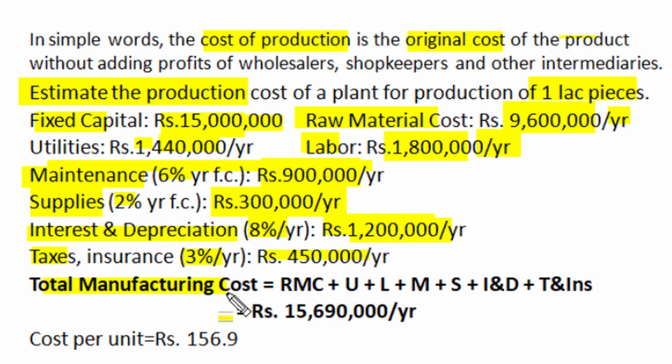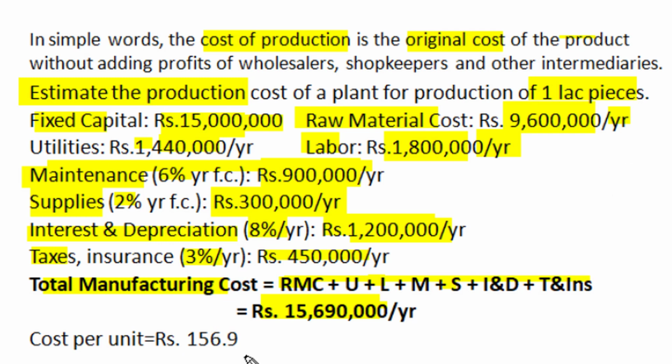Now the total manufacturing cost has direct cost components of raw material cost, labor cost and supplies cost, and indirect cost consists of utilities, maintenance, interest and depreciation, taxes and insurance. And if we add all those raw material, labor, supplies, utilities, maintenance, interest and depreciation, taxes and insurance premium, then it comes as 156 lakhs 90,000 rupees for the year to produce 1 lakh pieces.